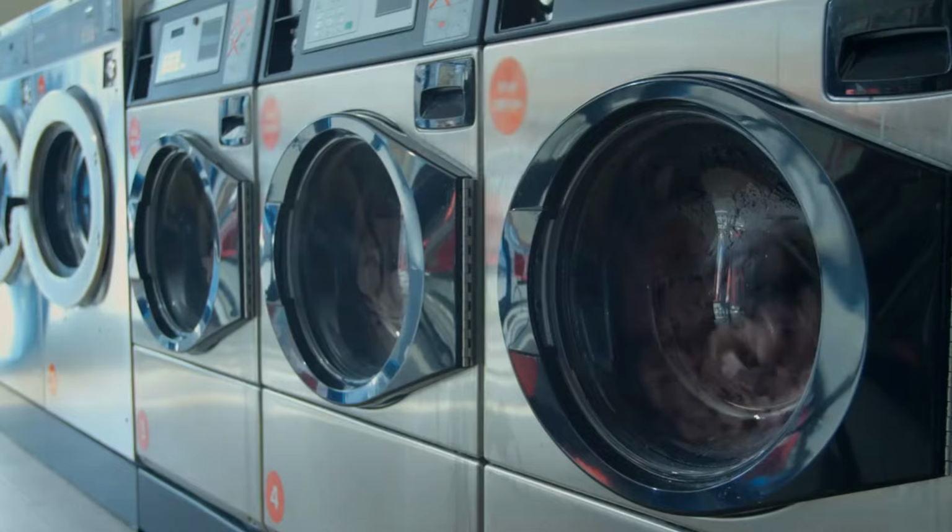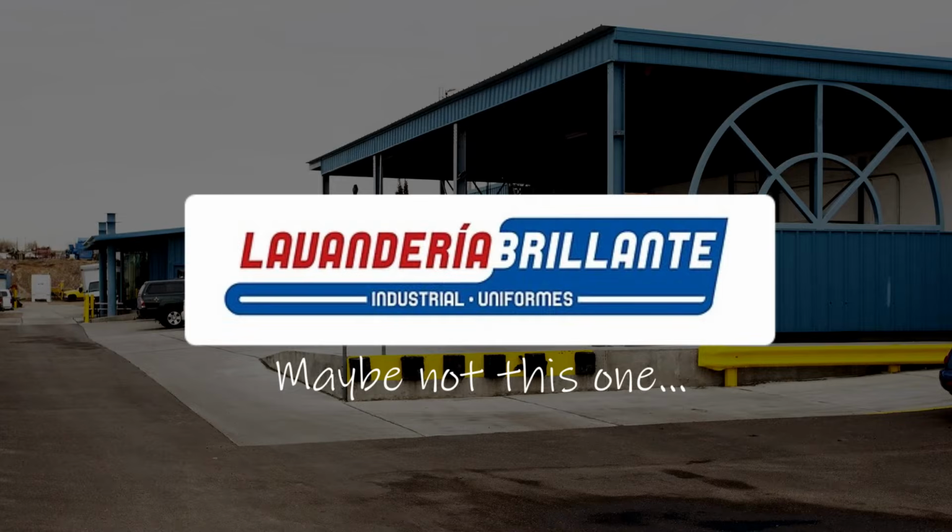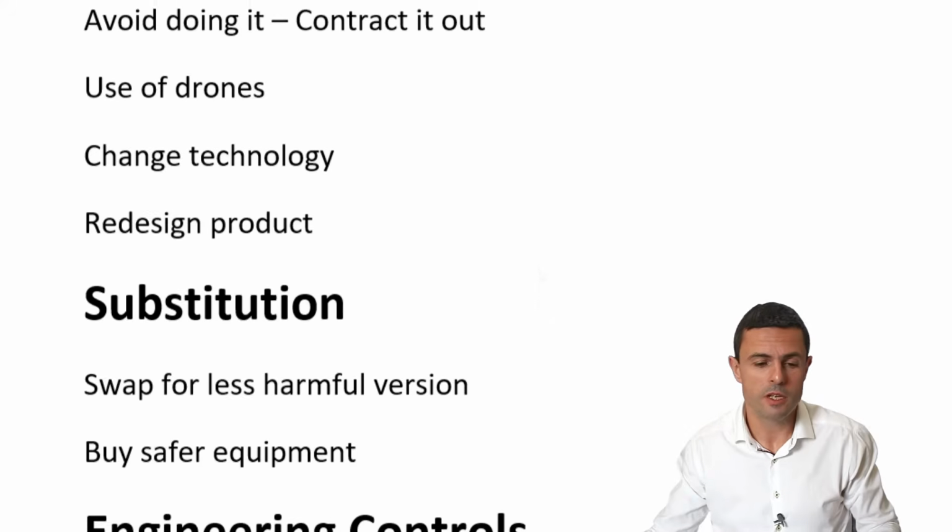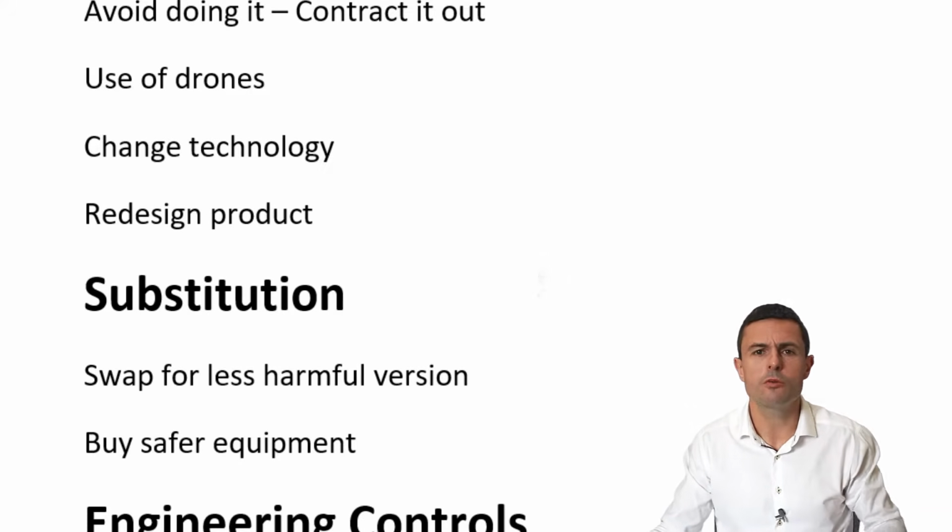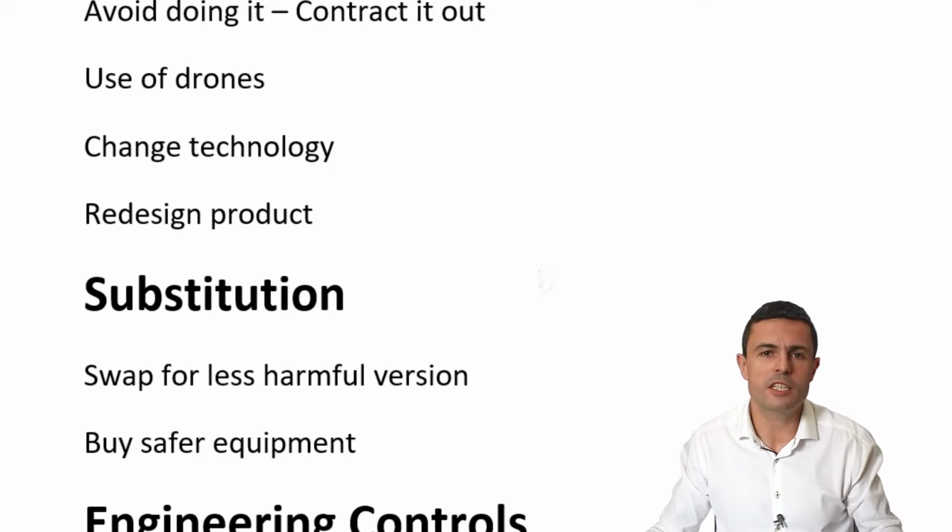Or let's say you launder your overalls. You got this whole big giant washing machine, this process where you clean everyone's work clothing. Why don't you just outsource that to a cleaning company in another location? You've eliminated the need to do any laundry. So elimination, quite difficult. Think about redesigning things. Secondly, what about substitution? Well, you swap things. Well, you have to swap things for a safer version, safer equipment or something less harmful.